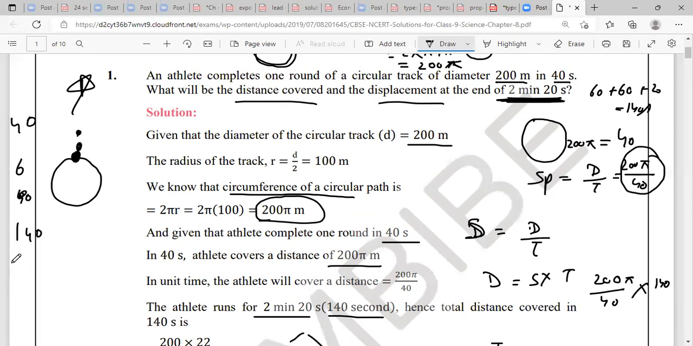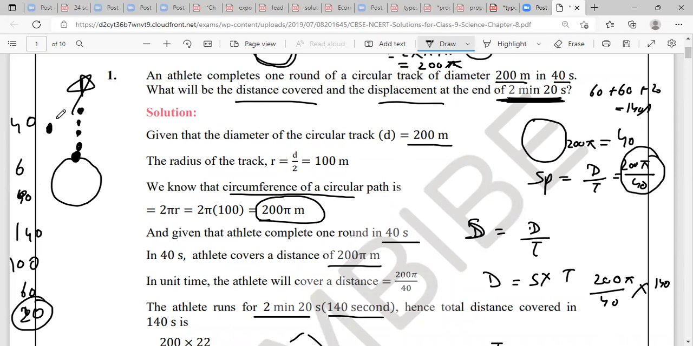So how many left? 100 left, okay? Then again 40, he was again here. So now if you subtract it, how many left? 60 left. Then again he'll come here. So again, how many left? Sorry, 20 left. So this is 20, right? 20 are left. So basically he will be somewhere 20 meters away from this, right?